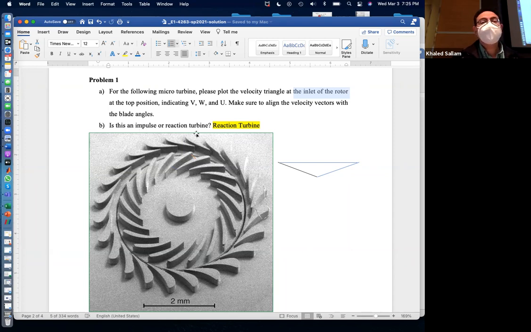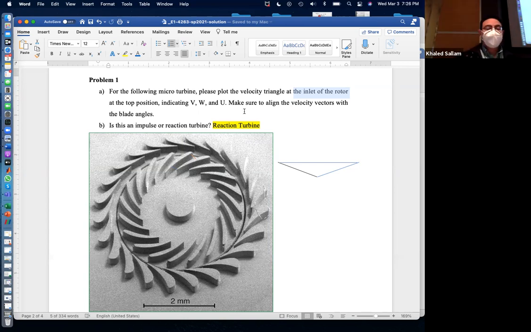And then he asked this question, is this an impulse or reaction turbine? Since there are 4 of them, I told Andrew each one of those will be 1 point. And if people try to attempt the problem, even if they did it completely wrong, they still get 1. So if you attempt the problem, you should at least get 1. And if you get those 4 things correct, you get the extra 4, so you get 5. You do any one of them wrong and you lose a point.